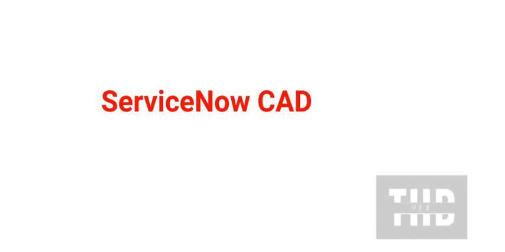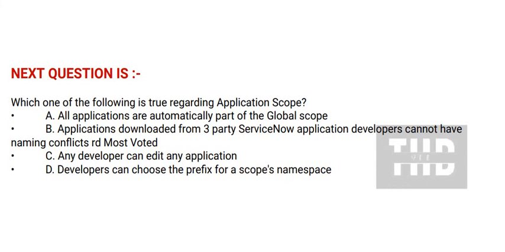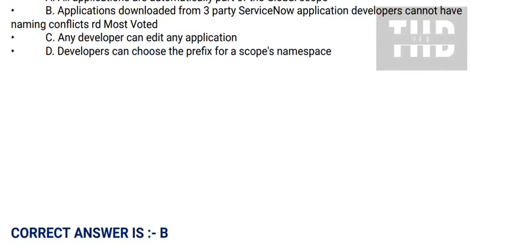Today's question is, which one of the following is true regarding application scope? Option A, all applications are automatically part of the global scope. Option B, applications downloaded from third-party ServiceNow application developers cannot have naming conflicts. Option C, any developer can edit any application. And option D, developers can choose the prefix for a scope's namespace. And the correct answer is option B.